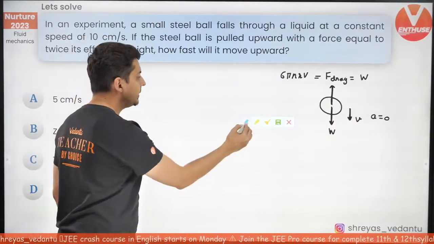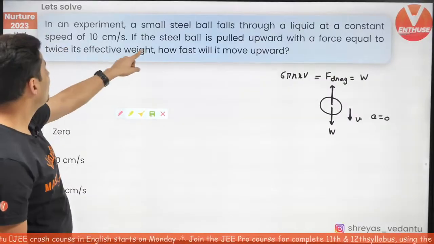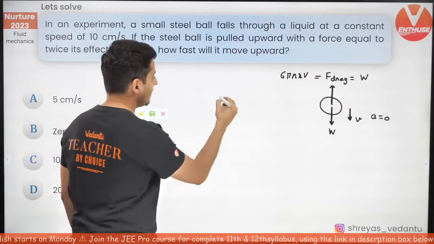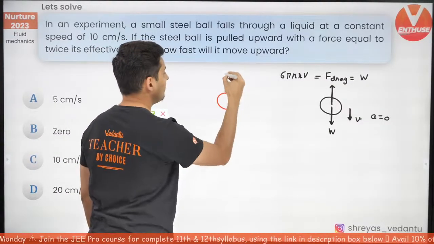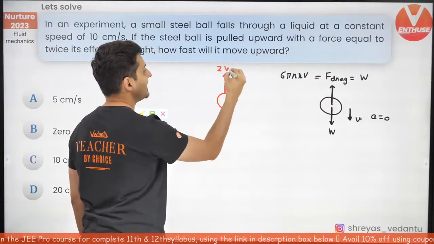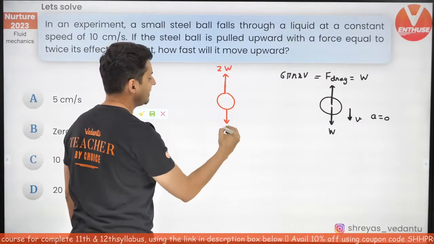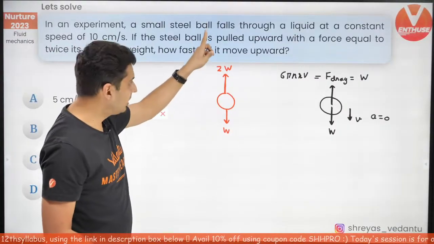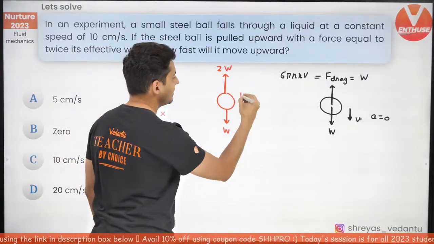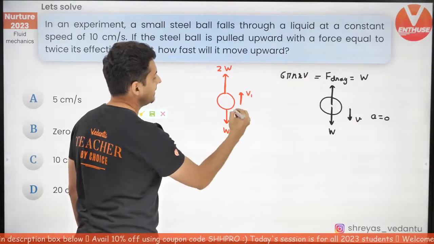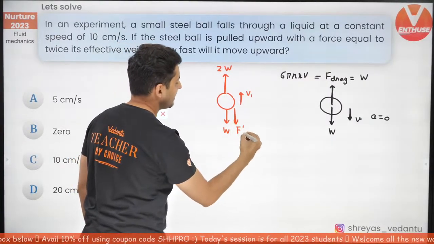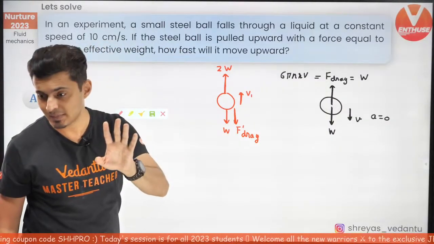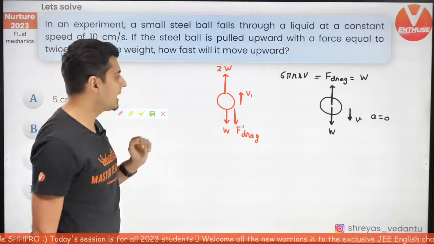Fair enough. Now in the second scenario, the same ball is pulled up with a force twice the weight. Interesting. So you pull the ball up with a force twice the weight. So obviously you will have the weight down. So if one weight is down, 2 times the weight is up, net force is up. So obviously the new velocity will be up and there will be a new drag force down. So F prime drag will be down and this will be some new velocity. Everybody agrees with this? So let's see what happens.